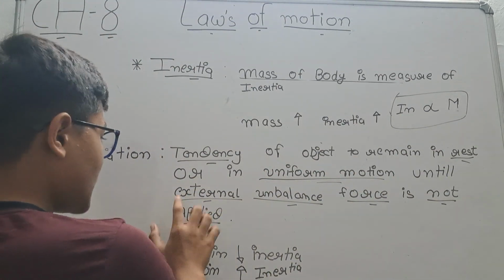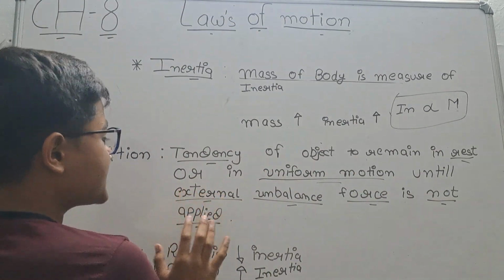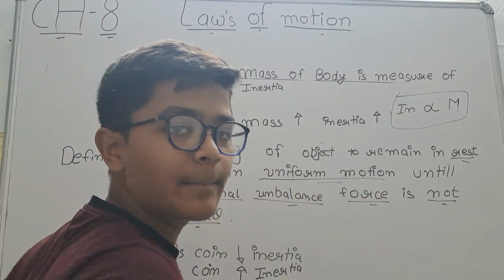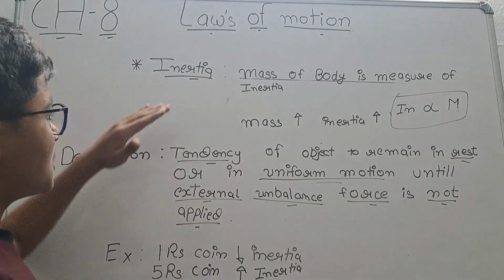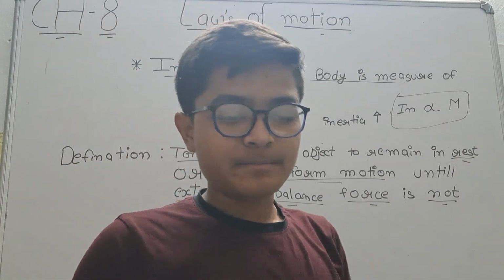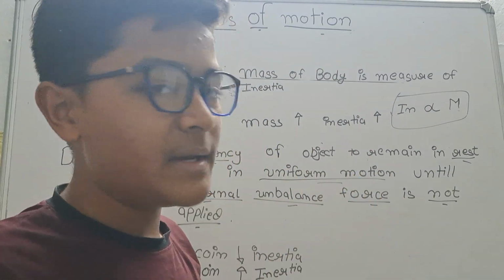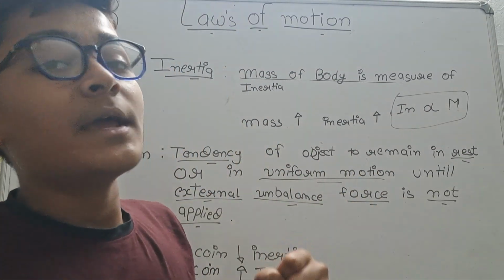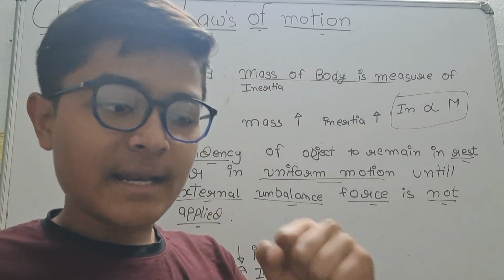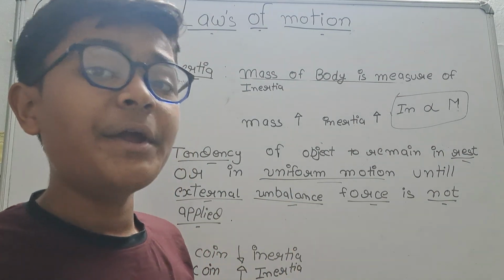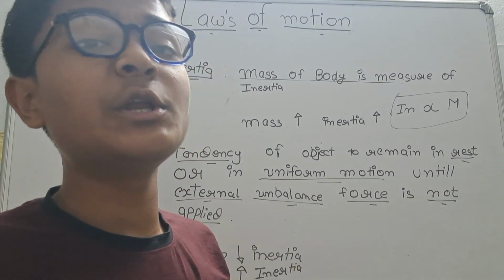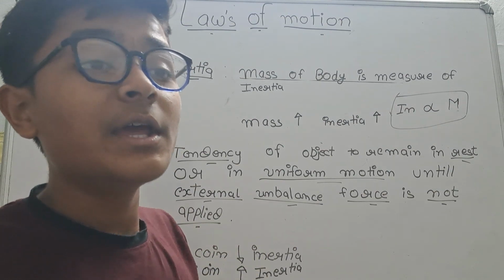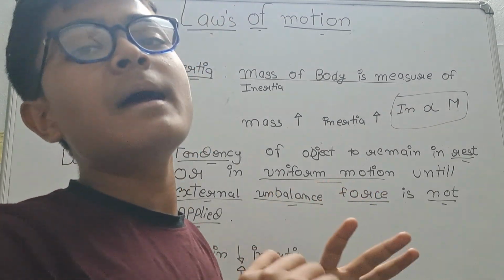until an external unbalanced force is applied. So this is the definition of inertia. The meaning of this sentence is that an object, if it is at rest or in uniform motion, will continue to be at rest or in uniform motion until an unbalanced force is applied.